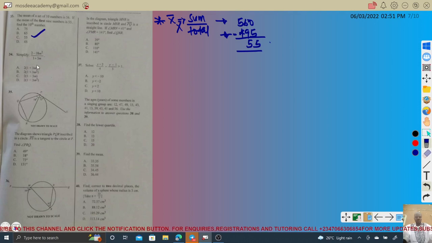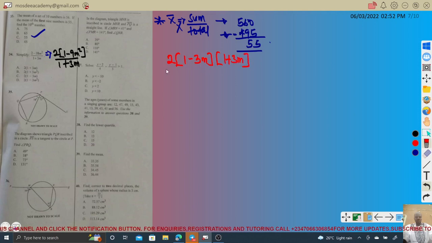The next one here is simplification: 2 minus 18m squared over 1 plus 3m. Let's see, because 2 is common to the numerator here, you can say 2 times 1 minus 9m squared over 1 plus 3m. If you check the brackets, that is the difference of two squares I talked about. So continuing from here, 2 open brackets 1 minus 3m, 1 plus 3m, over 1 plus 3m. So this 1 plus 3m gets cancelled out, and you are left with 2 open brackets 1 minus 3m. That's the answer you pick from here.